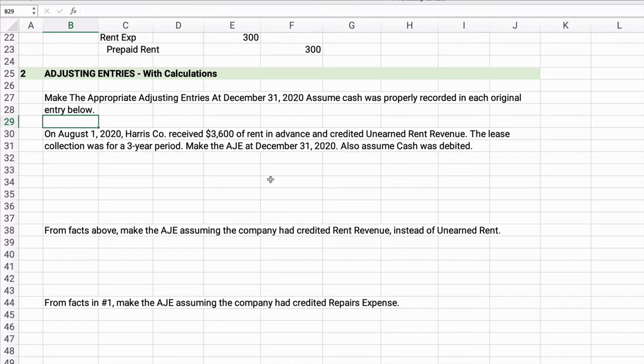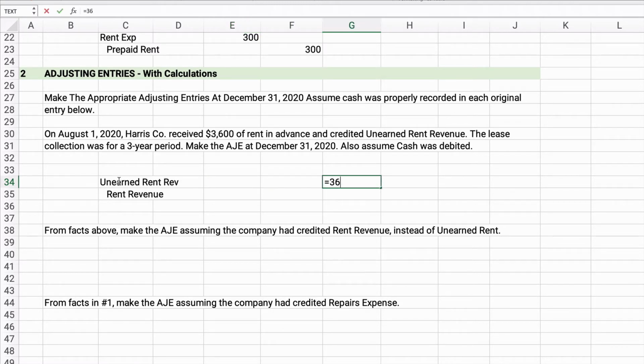Assume cash was debited. So what was our original entry? Our original entry must have been, we receive cash, debit cash, we credit unearned rent revenue. So what we need to do is debit unearned rent revenue because it has expired, and we're going to credit rent revenue. So we're going to set up rent revenue. And what's the appropriate amount of this rent? Well, it's for 3 years, $3,600 total.